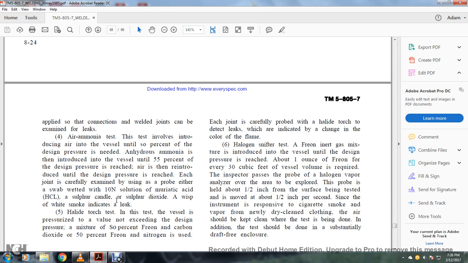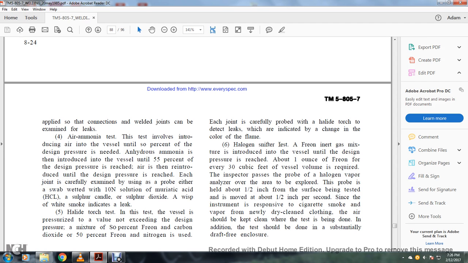Halide torch test. The vessel is pressurized to a value not exceeding the design pressure. A mixture of 70% Freon and carbon dioxide, or 50% Freon and nitrogen, is used. Each joint is carefully probed with a halide torch to detect leaks, which are indicated by a change in the color of the flame.